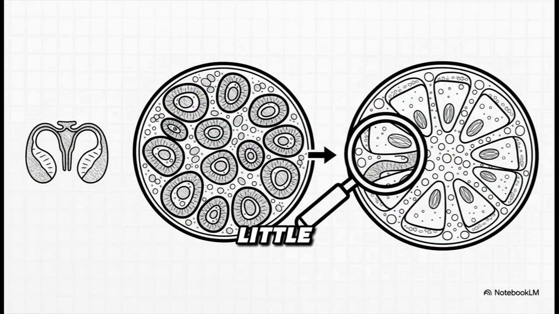Let's zoom in a little. Inside those testes are these super long coiled tubes called seminiferous tubules. This is ground zero. This is where the magic really happens. Inside these tiny tubes, you've got 2 superstar cells, the male germ cells, which actually turn into sperm, and the Sertoli cells. Think of Sertoli cells as nurse cells. They provide all the food and support the developing sperm need.